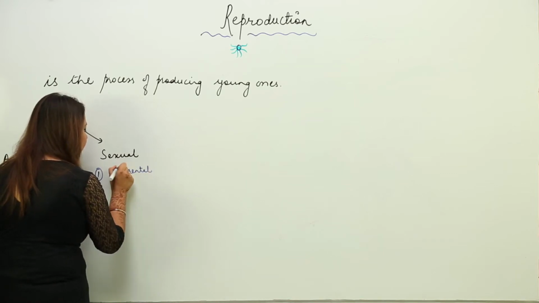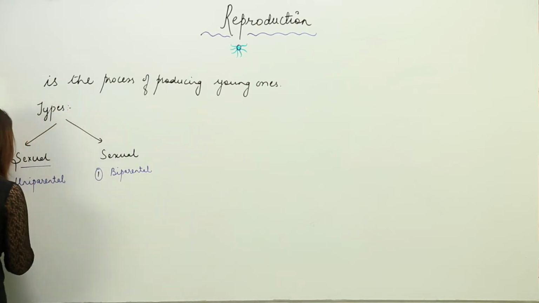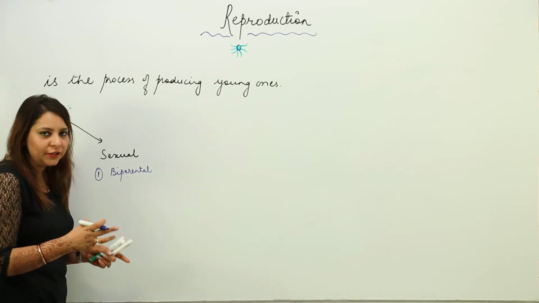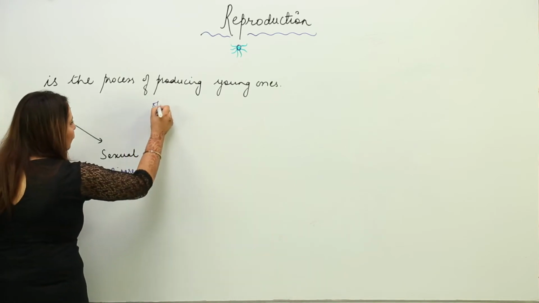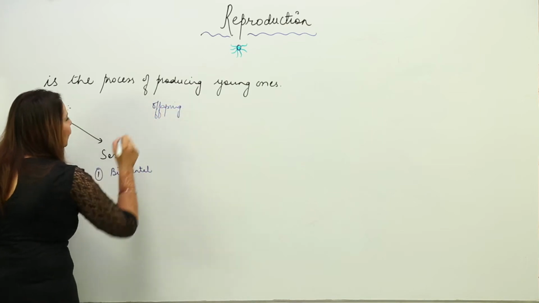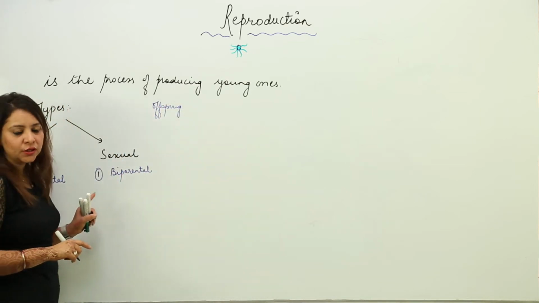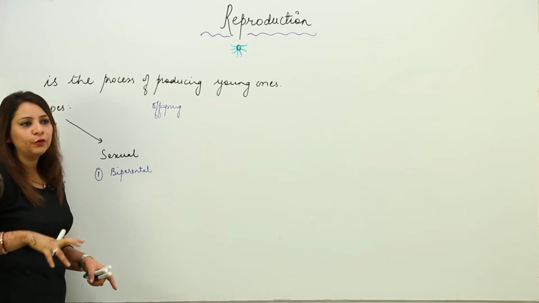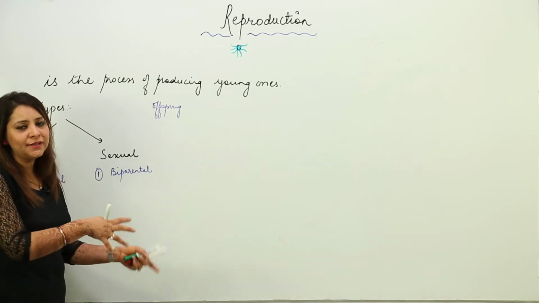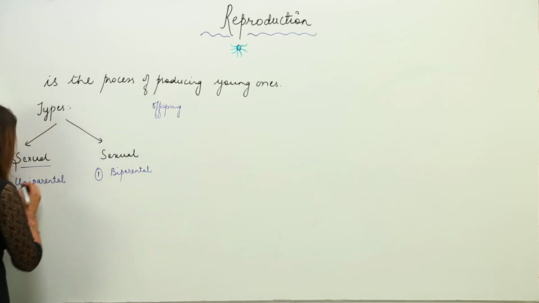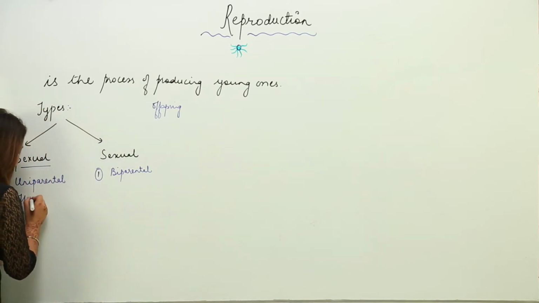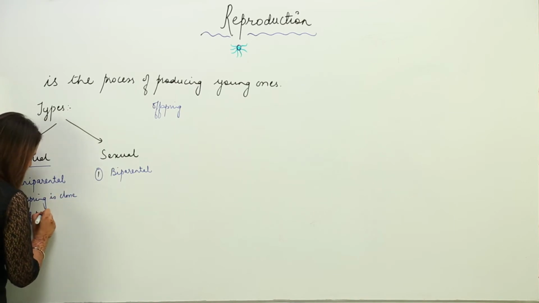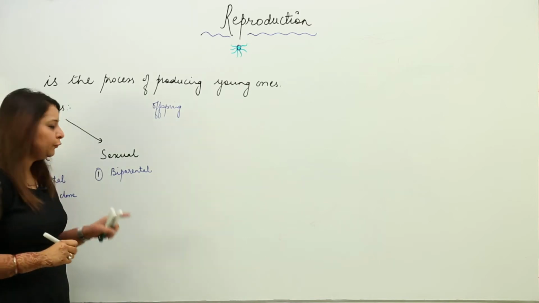Two parents are involved. In asexual reproduction, the term generally used for the young one is the offspring. So the offspring produced in case of asexual reproduction is exactly the same as that of the parent. That means after formation of the offspring, you cannot distinguish which is the parent and which is the new one. So we can say that the offspring is a clone of the parent. Clone means carbon copy.